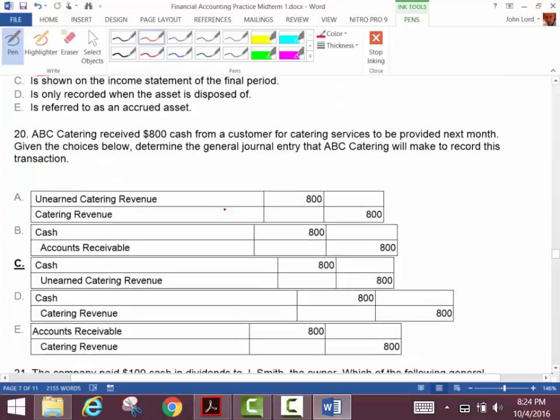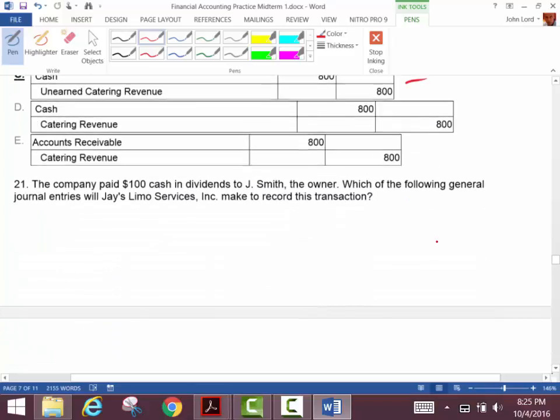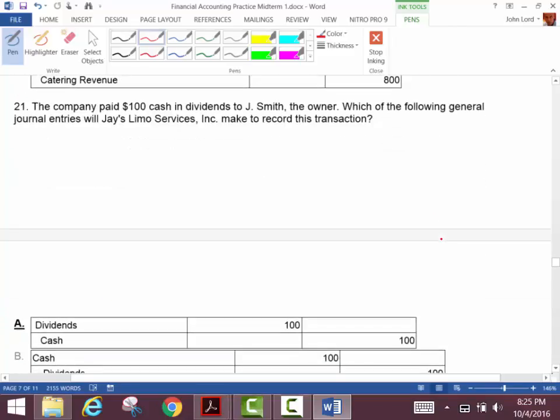ABC Catering received $800 cash from a customer. What should we do? $800 cash from a customer for catering services to be provided next month. Have we earned that revenue yet? We have not, so we debit cash, we credit what? Unearned revenue. 21, the company paid $100 cash dividend. What do we do? Debit dividends, credit cash, right?